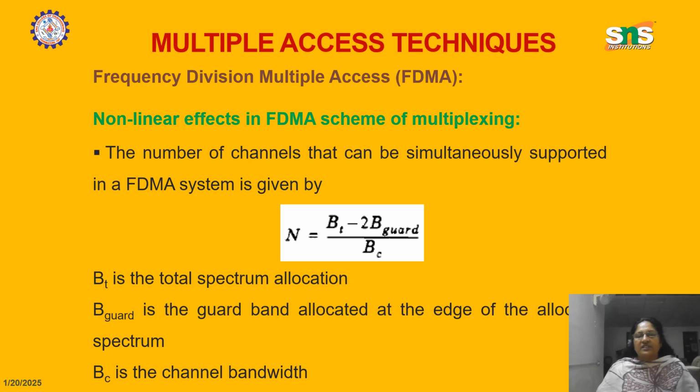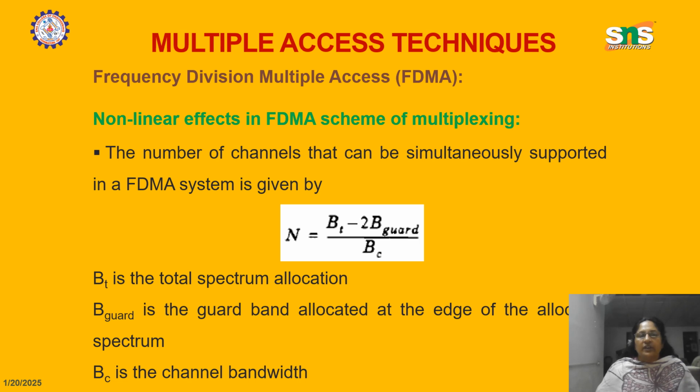The number of channels that can be simultaneously supported in an FDMA system is given by N equals (BT minus 2B guard) divided by BC. BT is the total spectrum allocation. B guard is the guard band allocated at the edge of the spectrum. BC is the channel bandwidth. So the number of channels that can be allocated is the total bandwidth minus twice the guard band, divided by the channel bandwidth of an individual band. So we come to the end of this section.